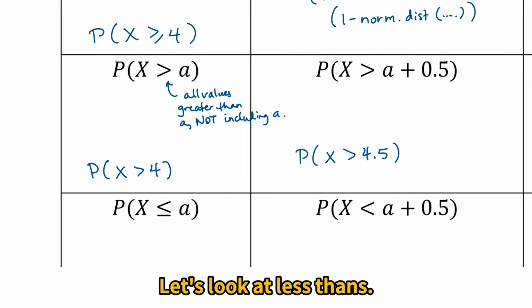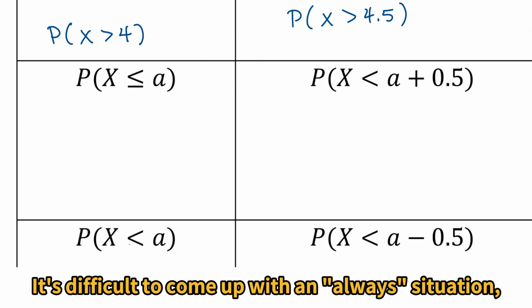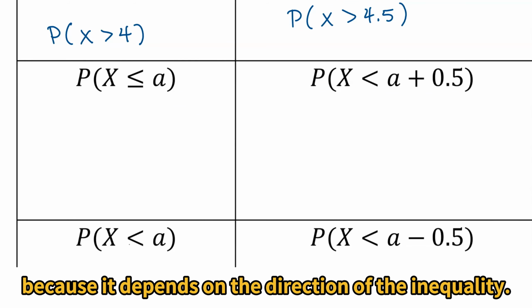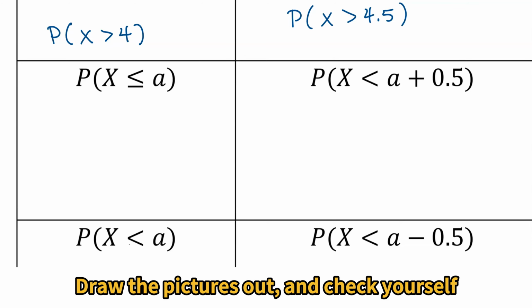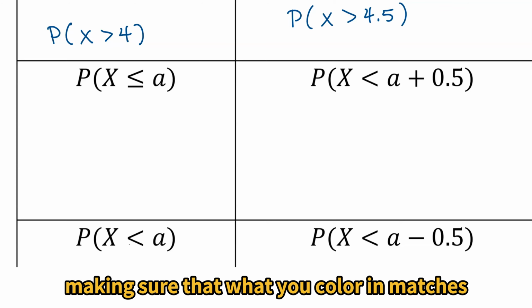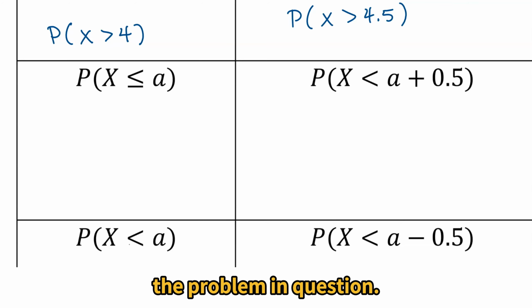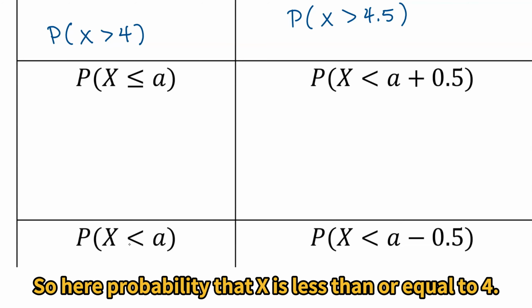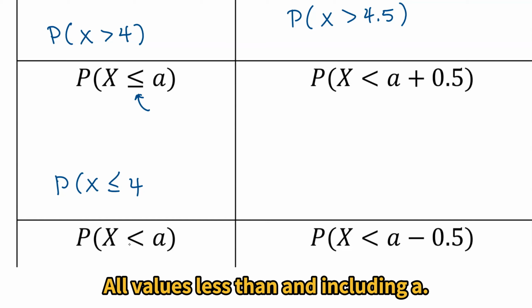Let's look at less thans. Things go a little differently. It's difficult to come up with an always situation because it depends on the direction of the inequality. Draw the pictures out and check yourself, making sure that what you color in matches the problem in question. So here, probability that x is less than or equal to 4, all values less than and including A.